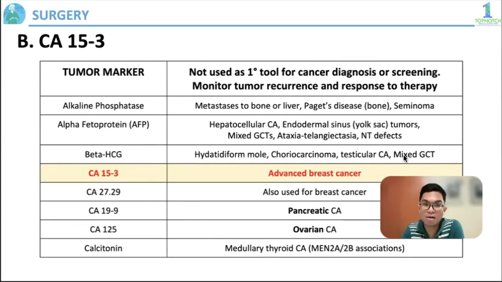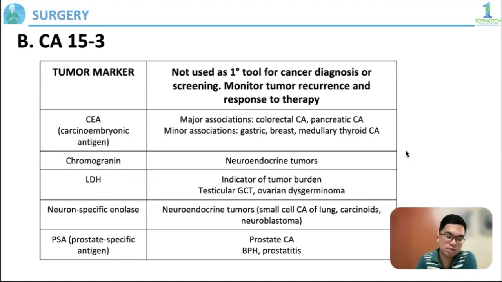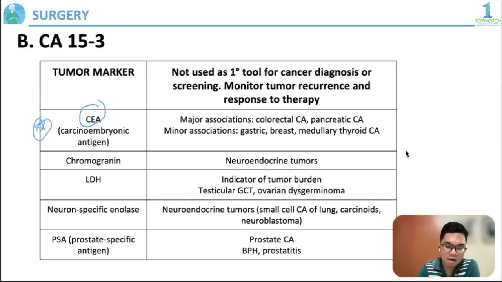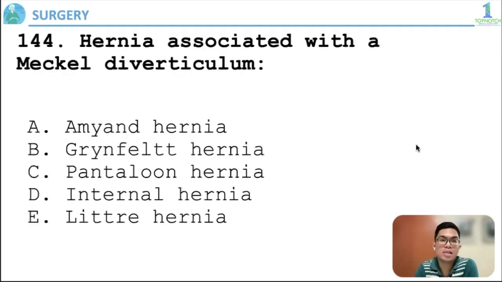Calcitonin is for medullary thyroid cancer. Kasi medullary thyroid cancers, they come from your C cells, which secrete calcitonin. Other tumor markers, so CEA is also famous and it's used for both colorectal and pancreatic cancer. And then LDH, it's also an indicator of your tumor burden and is for seminomas as well and ovarian dysgerminomas. And PSA for prostate cancer. However, note na these tumor markers may also be elevated in non-cancer lesions, such as for PSA, pwede rin siyang elevated sa BPH and sa prostatitis. Okay? So, next question tayo.